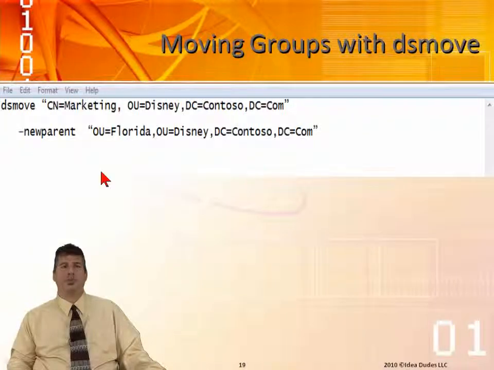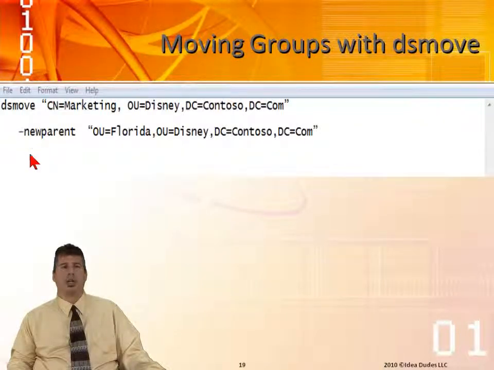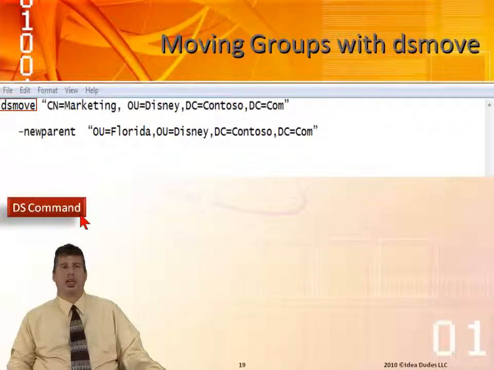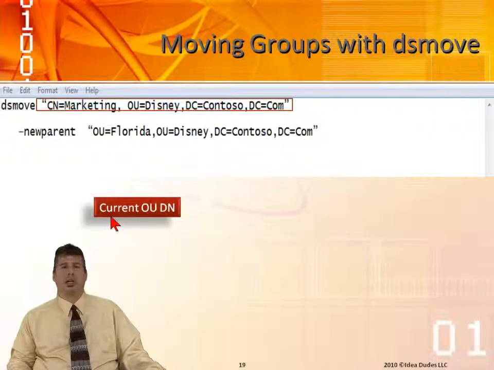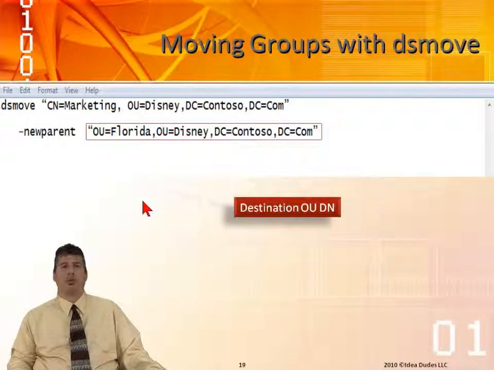Moving groups with Dsmove. So that was renaming. This one is moving. Dsmove is a command. We have to identify the actual OU, DN, so it's marketing. And the command is going to be new parent for the action. And we're going to move it to Florida. OU is Disney, DC is equal to Contoso, DC is equal to com. So we're moving marketing into Florida.